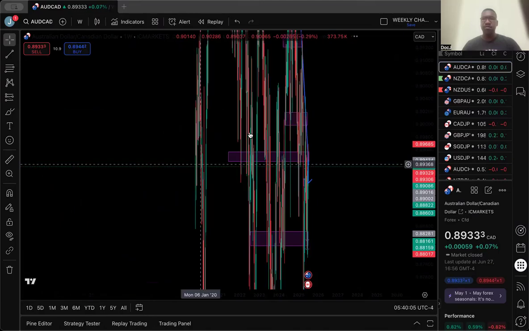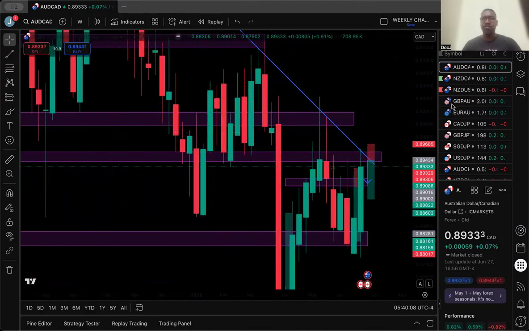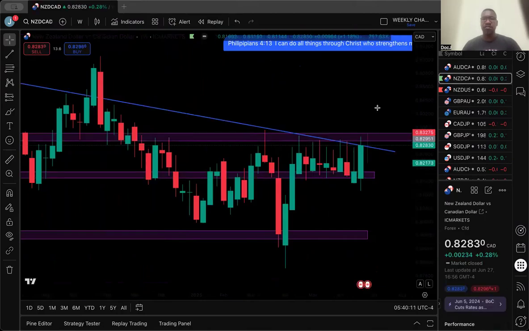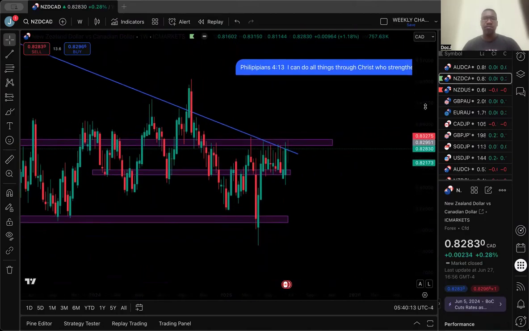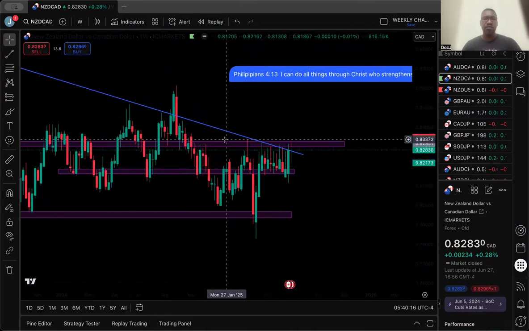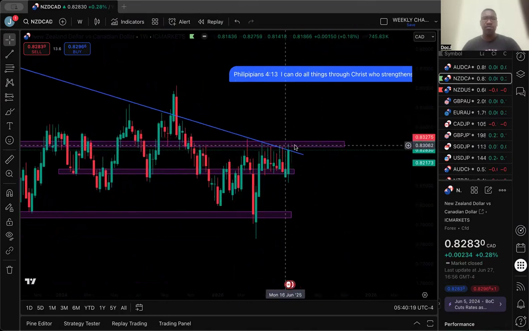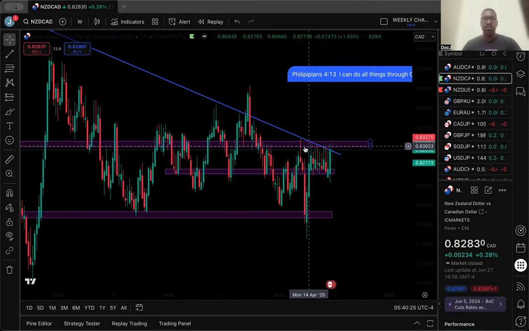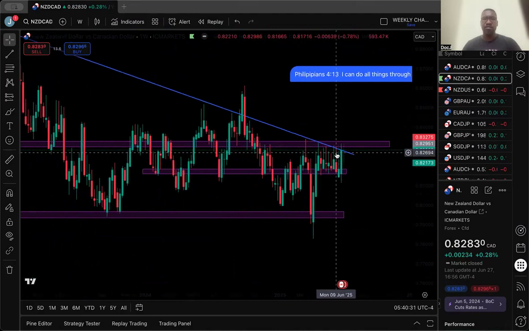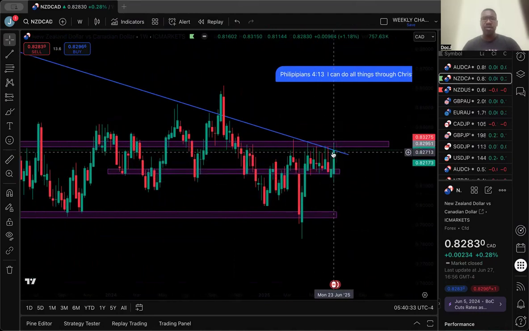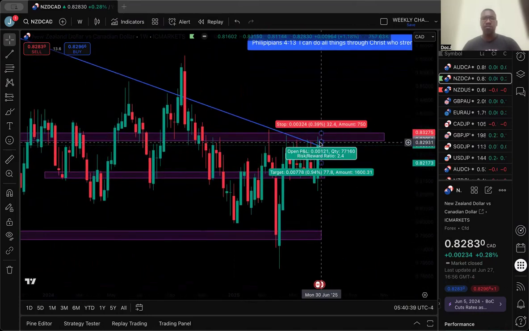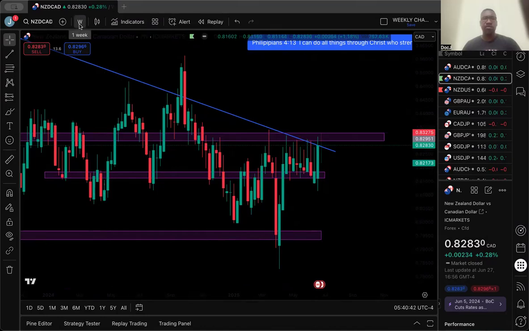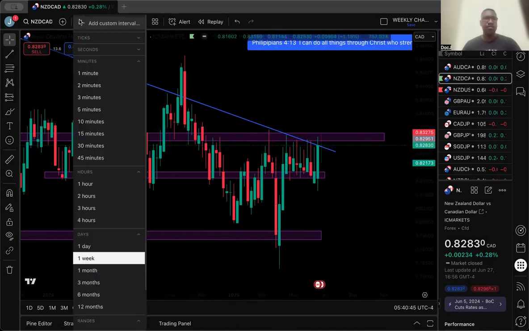Now, quite similar to our AUD CAD would be our NZD CAD. Again, we have an area of confluence. We have our trend line, and we have our support/resistance zone, which in this case is acting as a resistance. You can see when price gets to this area, price usually rejects the area. Last week, however, we had a massive bullish candle. But coming down to the end of the week, there were signs of rejection as price got to that area of confluence once again.